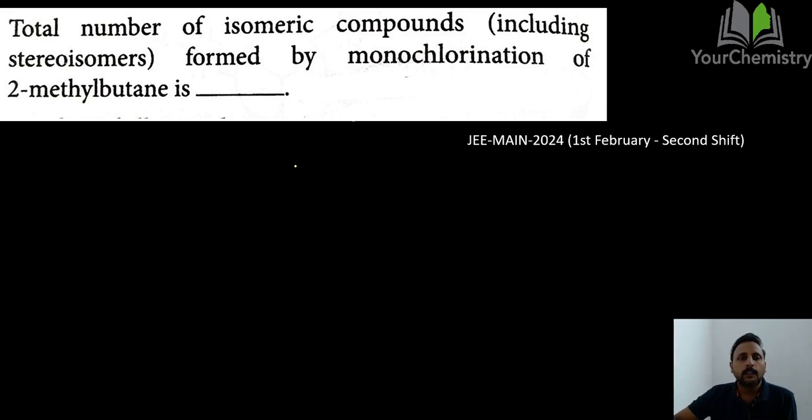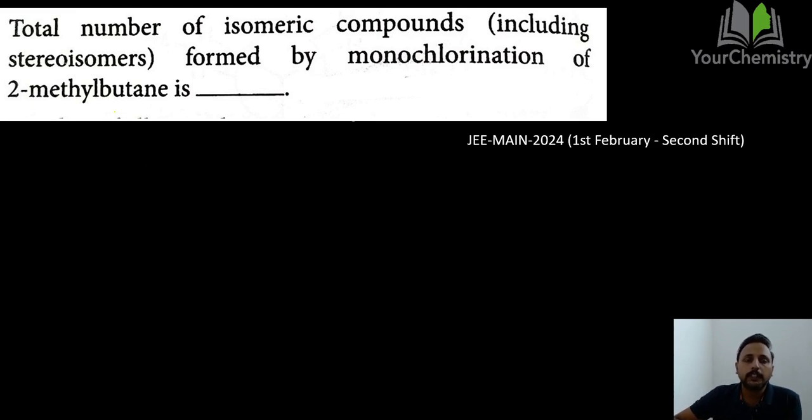Hello students, today we are going to do some previous year questions from the chapter Alkenes. So let's see the first question. Total number of isomeric compounds including stereoisomers formed by monochlorination of 2-methyl butane. So how to do this question?